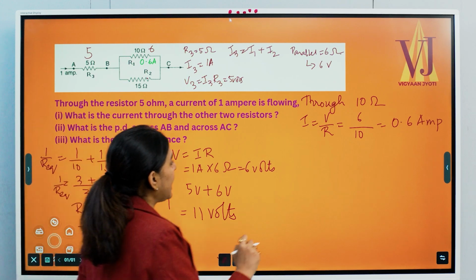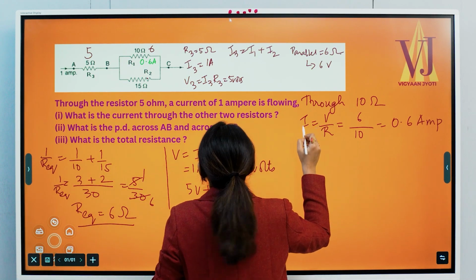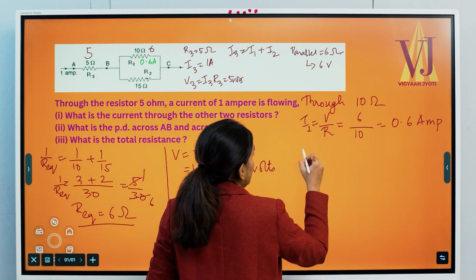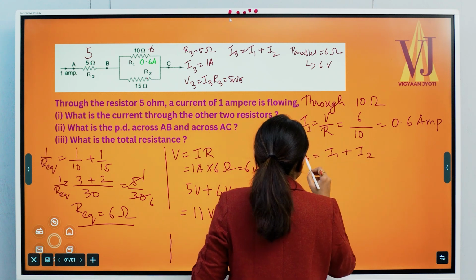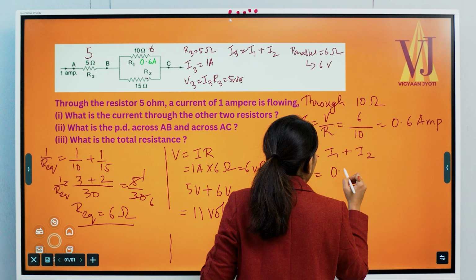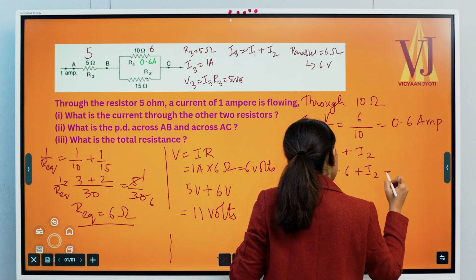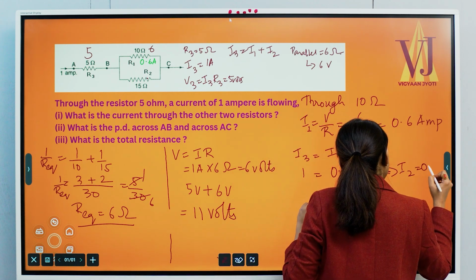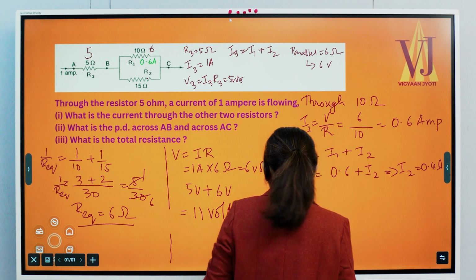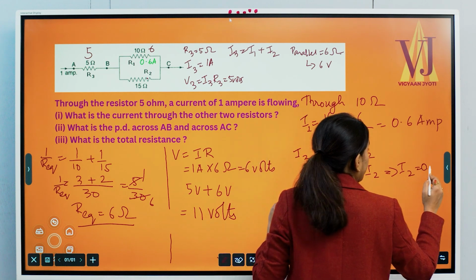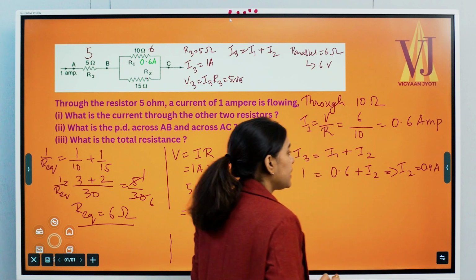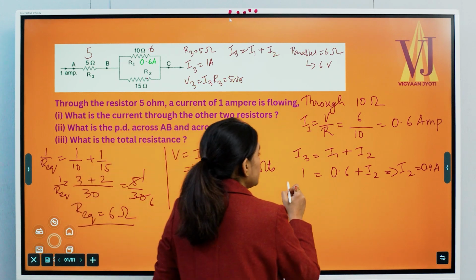So we know that, what did I find here? I found out here I1. So we know that I3 is equal to I1 plus I2. So I3 is how much? 1. I1 is how much? 0.6. That means I2 will be 0.4, right? 0.4 ampere, correct? But there's another way also how you can find.